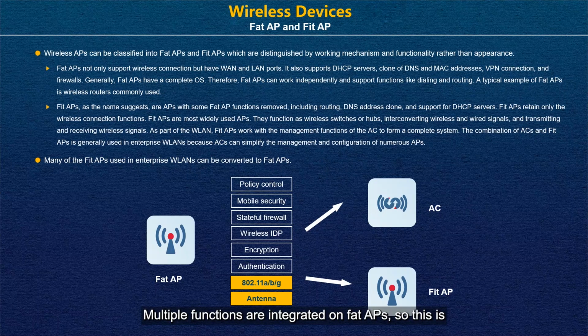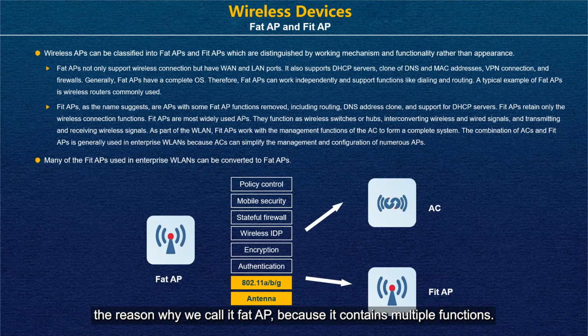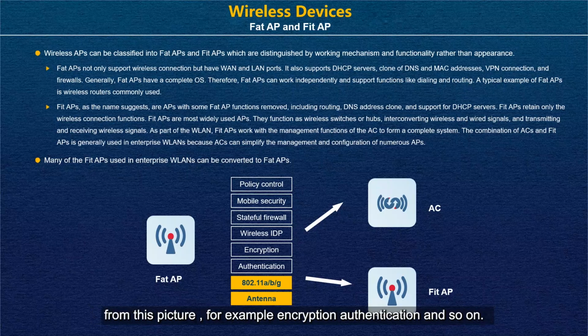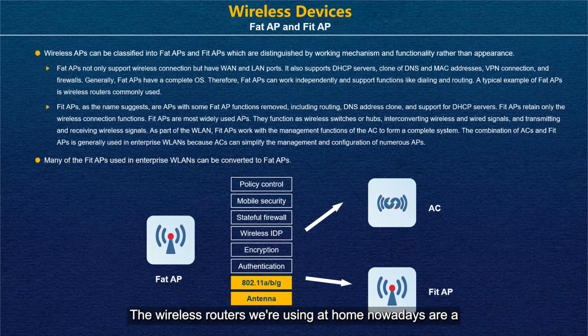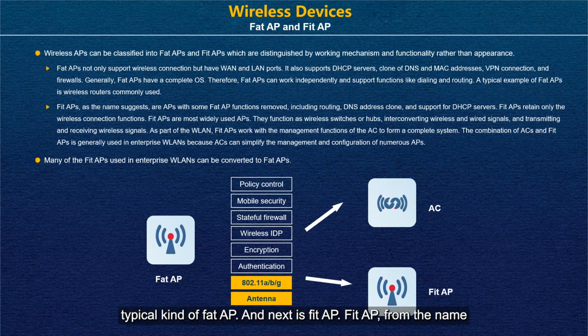Multiple functions are integrated on FAT APs. So this is the reason why we call it FAT, because it contains multiple functions. FAT APs can work independently and support functions like, from this picture, for example, encryption, communication, and so on. The wireless routers we're using at home nowadays are a typical kind of FAT AP.